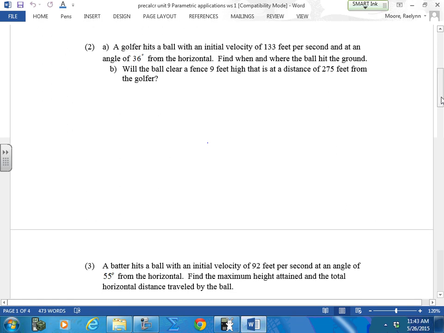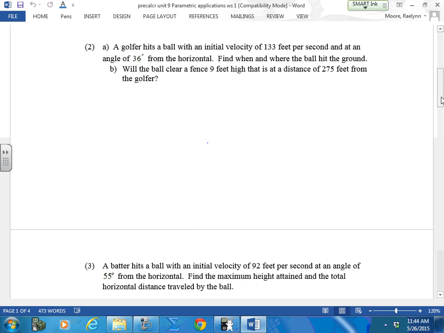Okay. A golfer hits a ball with an initial velocity of 133 feet per second at an angle of 36 degrees from the horizon, the horizontal. Find when and where the ball hits the ground. Secondly, will the ball clear a fence 9 feet high at a distance of 275 feet from the golfer?